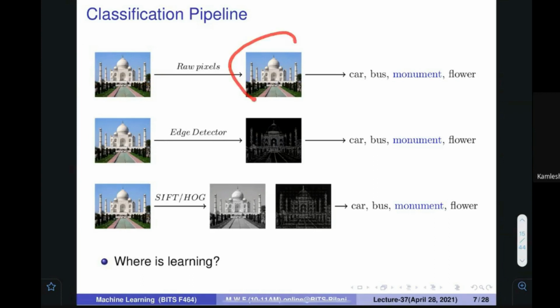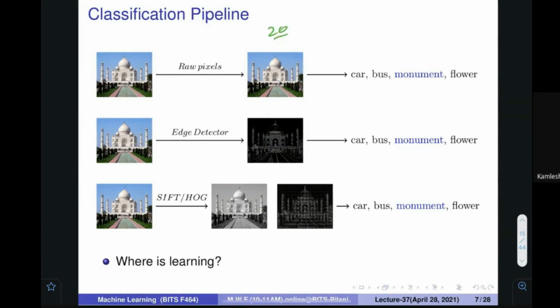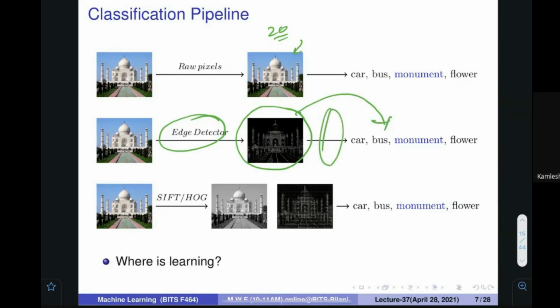Would you use the raw pixels? The answer is no. Why? Because with raw pixels, if I add 20 to all pixels, the image would remain the same. However, the pixel values have changed. So working on the raw pixels is not a good idea. Instead, you should find some feature, such as applying an edge detector. You get a new image, and on this image you apply some learning classifier, and that classifier can tell you what kind of item it is.